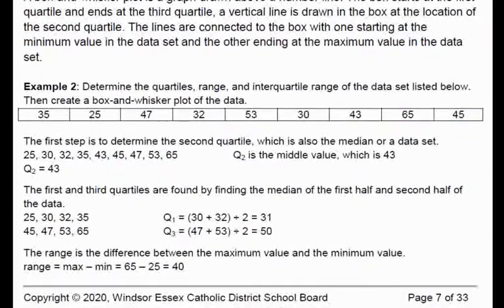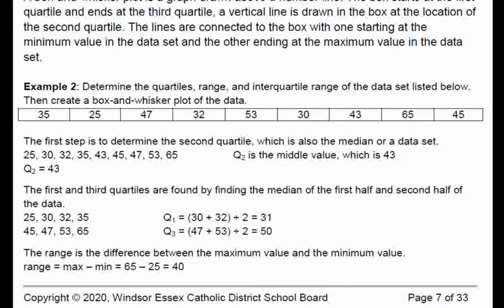The box and whisker plot is a graph that we show over top of a number line. The box shows the interquartile range, and the whiskers point out the range of the data. We'll see what that looks like in this example. So here we have a data set. We're asked to find the quartiles, the range, the interquartile range, and then create a box and whisker plot.